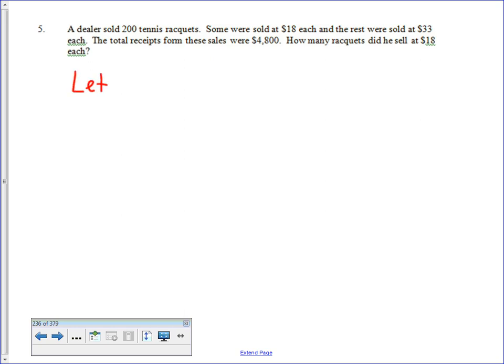Very first thing I have to do is my let statement. So I'm talking about different tennis rackets. I have two different kinds of tennis rackets. I have an $18 racket, and then I have a $33 racket. So again, I'm just going to do my let statement. I'll just make the least expensive one X and the most expensive racket Y. So one is X and one is Y.